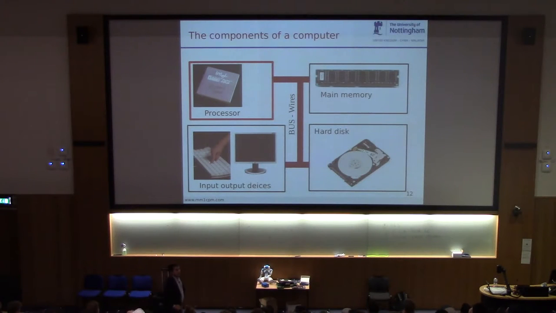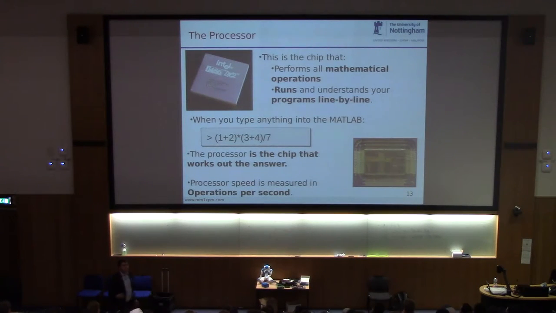So now let's look at the processor. Here's the processor. So it's just a little chip, and this chip is the thing that does the math. So when you actually type into MATLAB, 1 plus 2 times 3 plus 4 over 7, this is the thing that does the mathematics. All mathematical operations are done on here.